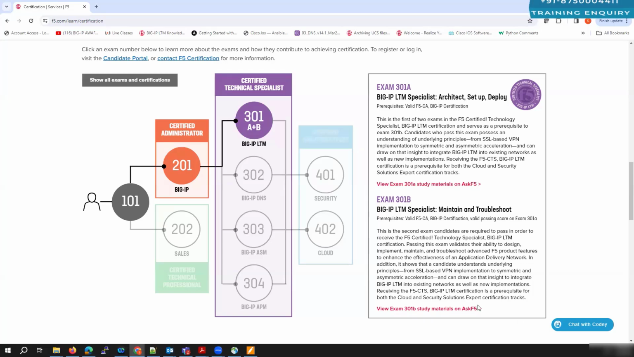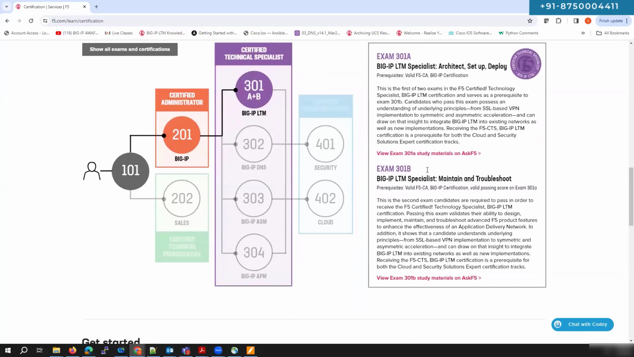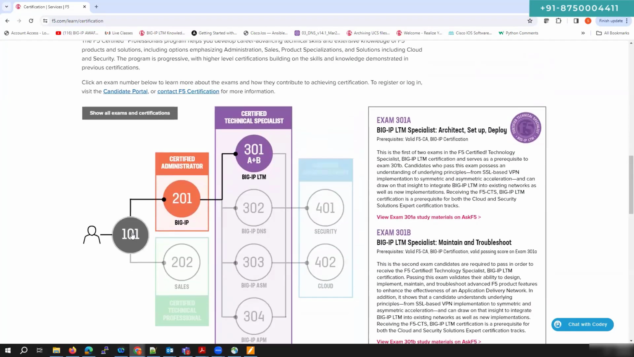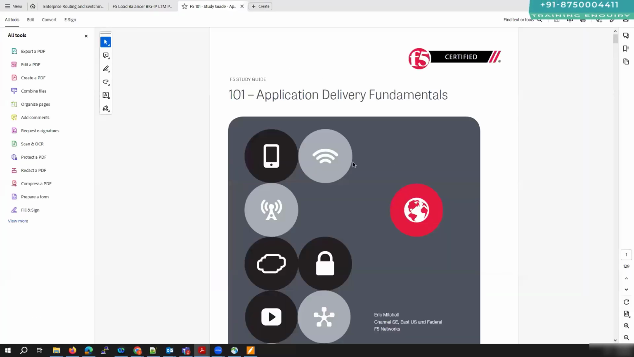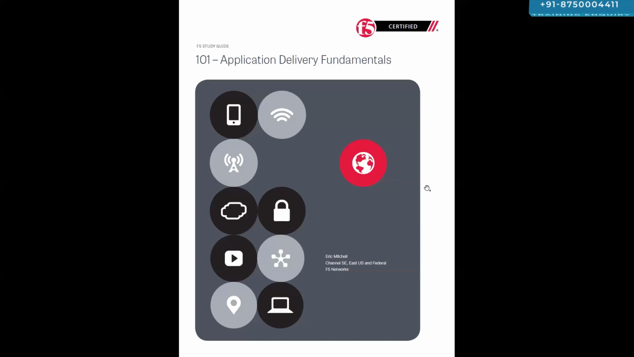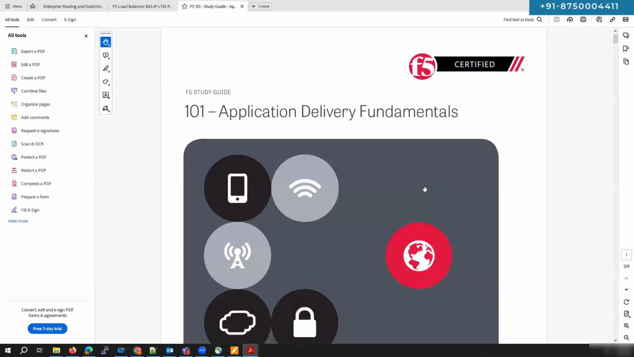Okay, now I will come back here, and then let's talk about the 101 a little. For 101, I have one guide with me, and I can take the reference from that, so that we can cover it a little quickly, because I don't want to spend a whole lot of time on the basic stuff.